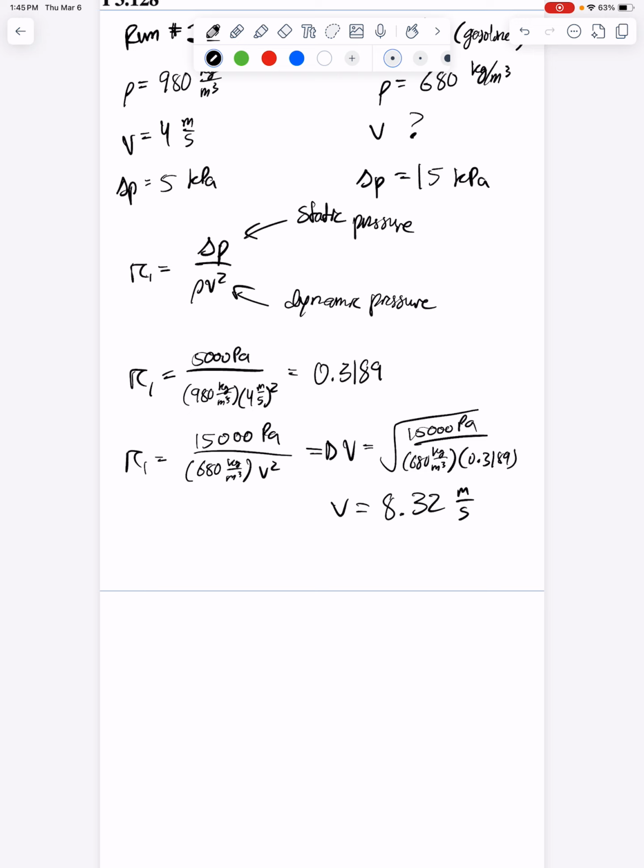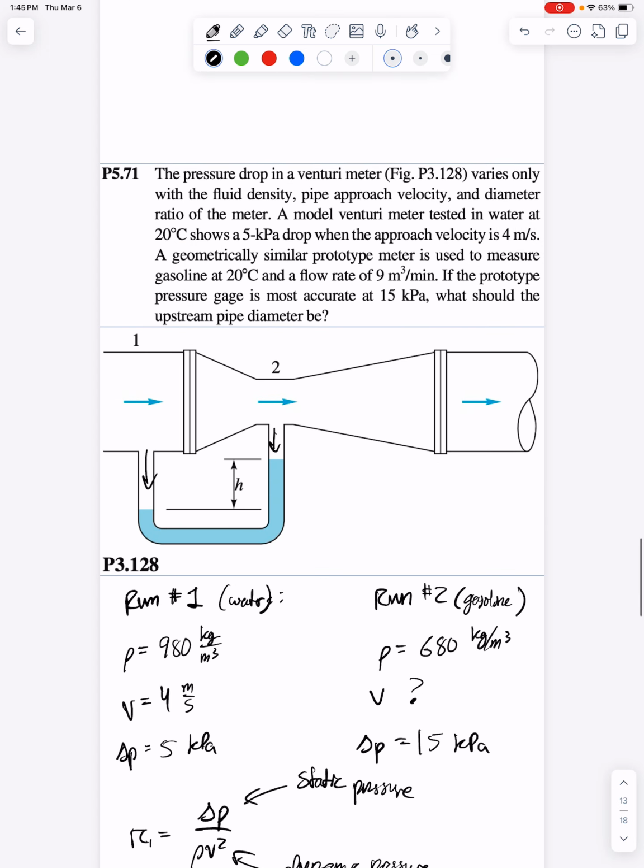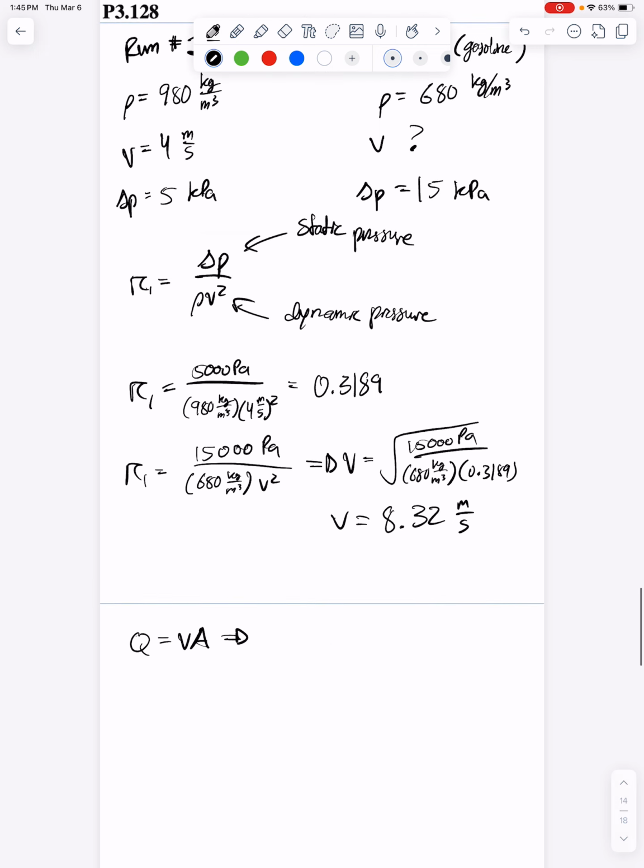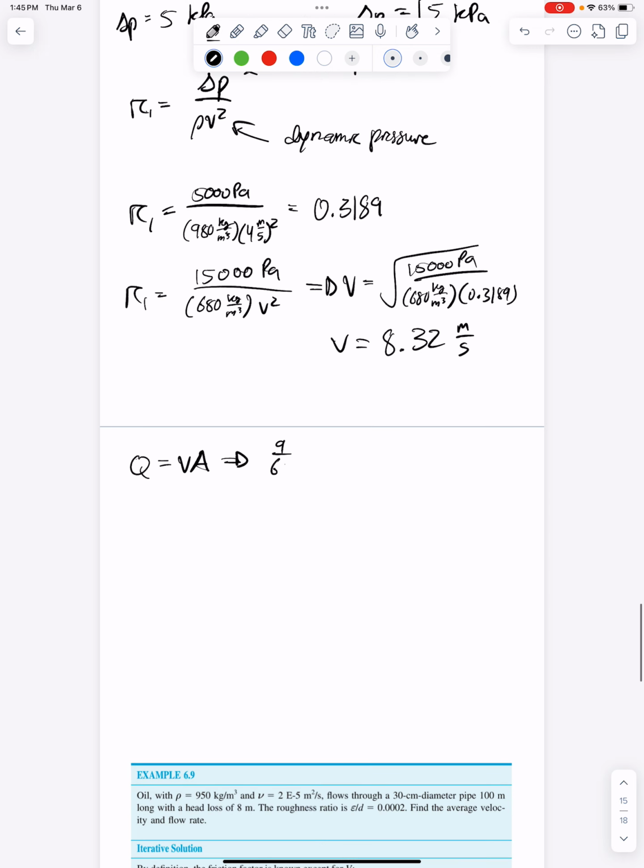So to match, I guess I'll match geometry. Q is equal to VA, and I think we're trying to solve for A. So we have Q for the gasoline case. Q for gasoline is 9 cubic meters per minute, which is 9/60 cubic meters per second, equal to 8.32 meters per second times A, which is pi over 4 times D for the gasoline case squared.